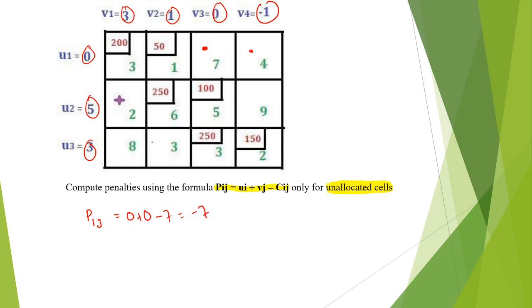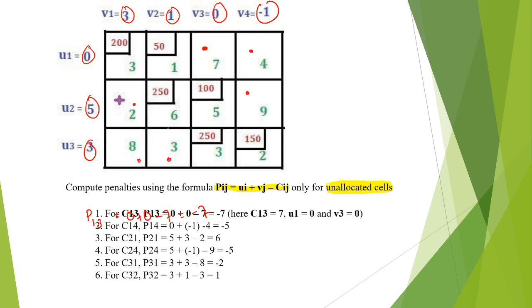Similarly, we will find all the unallocated cells. So what are the values? P14, the value is -5. P21 is 5 plus 3 minus 2, that is 6. Similarly, you can find the penalty for every unallocated cell.